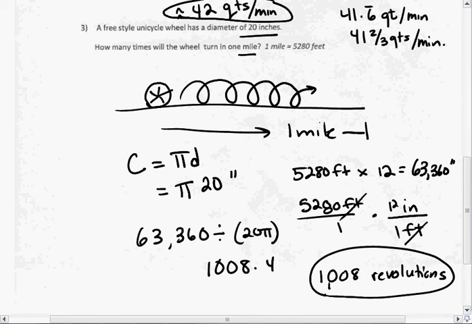So this problem had a couple of steps. First step was to figure out what the circumference was. Second step was to change the feet into inches. Third step was to divide that total distance in inches by the circumference.